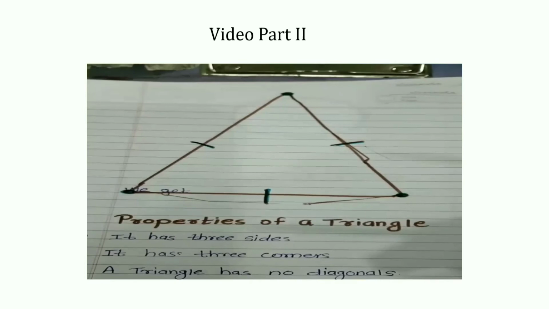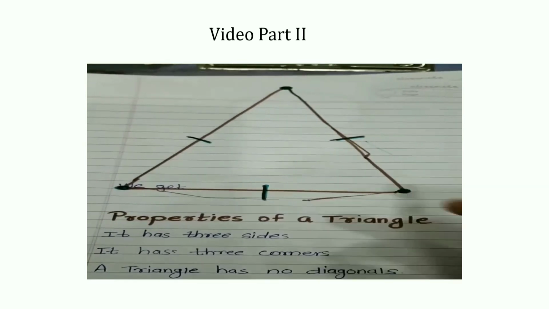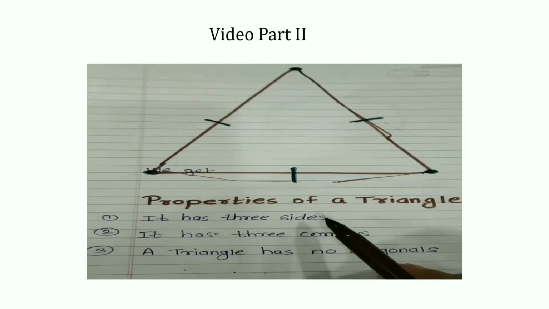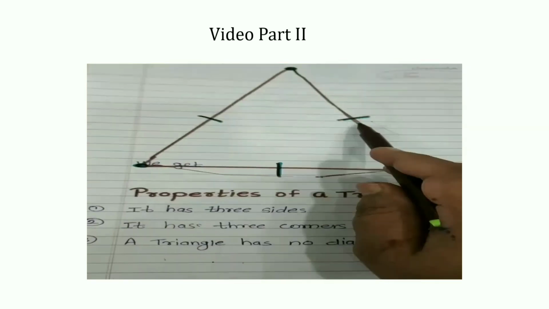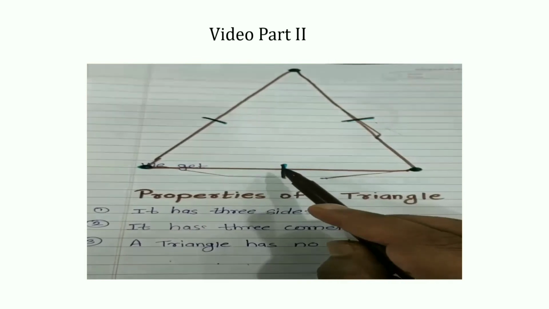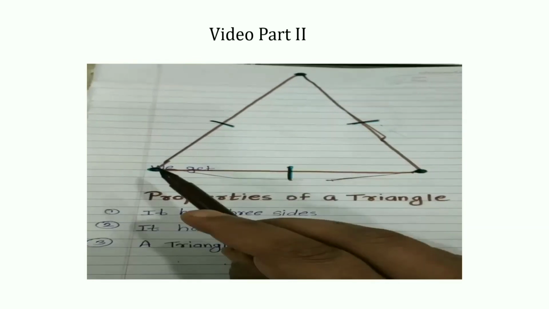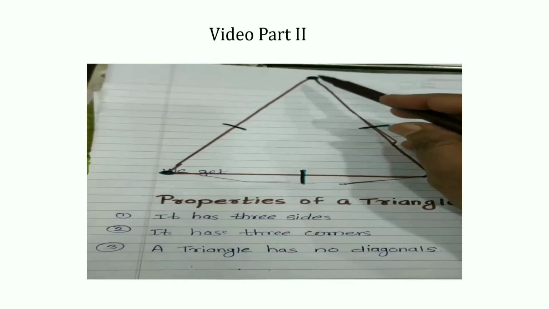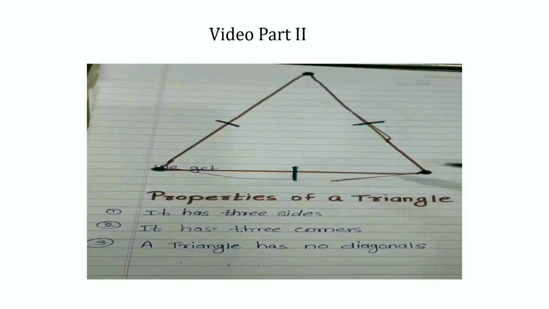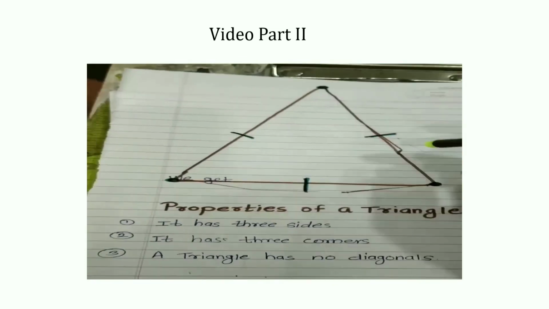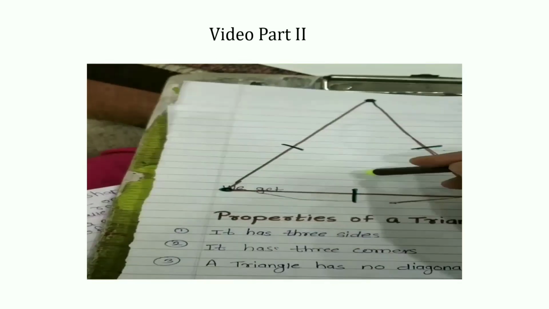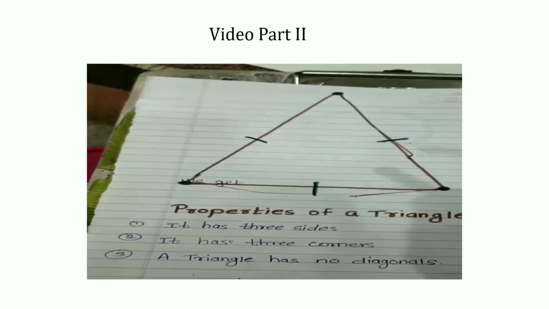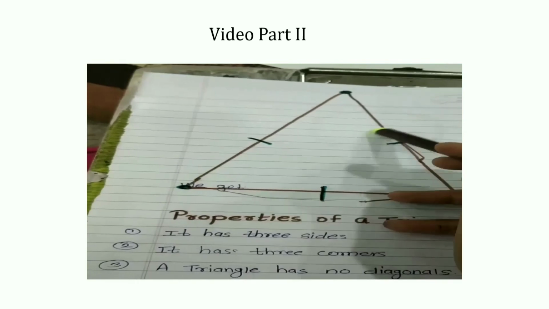Now let us see the properties of a triangle. A triangle has three sides, 1, 2 and 3. It has three corners, 1, 2 and 3. Whereas a triangle has no diagonals because no two corners are opposite to each other.